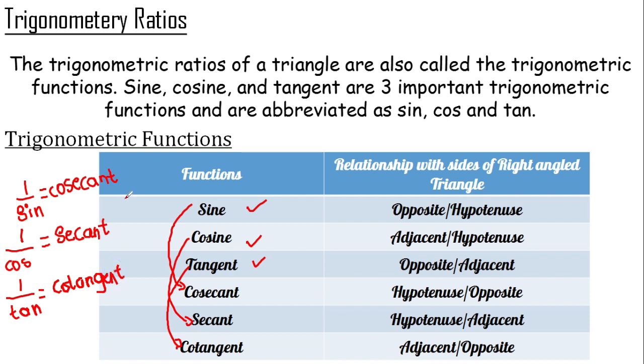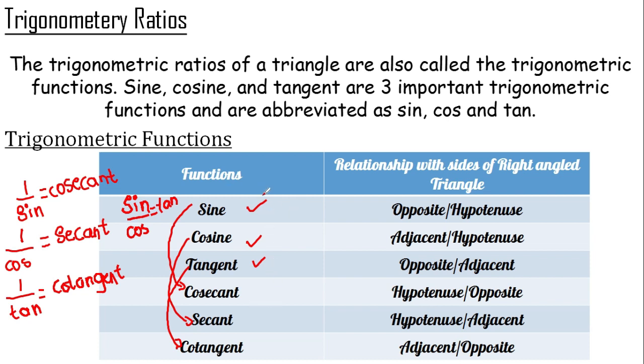And sine by cos is equal to tan. So now let's know what the values of sine, cosine and tangent are.